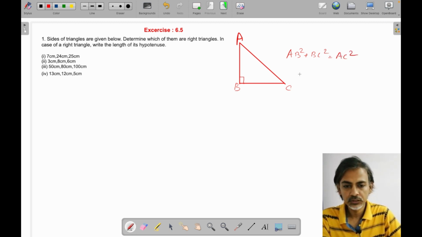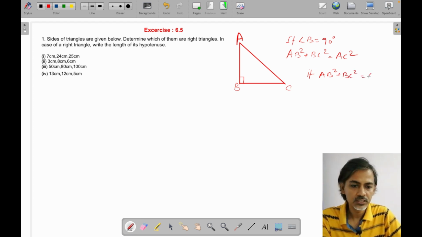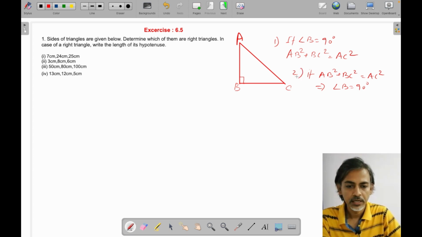The converse of the theorem is, if angle B is 90 degree, then this is true. And the converse of the theorem is, if AB square plus BC square equals AC square, this implies angle B is 90 degree. So this is first, this is second. And most of the problems will be dealt with using these two theorems. So let's start with this first problem.